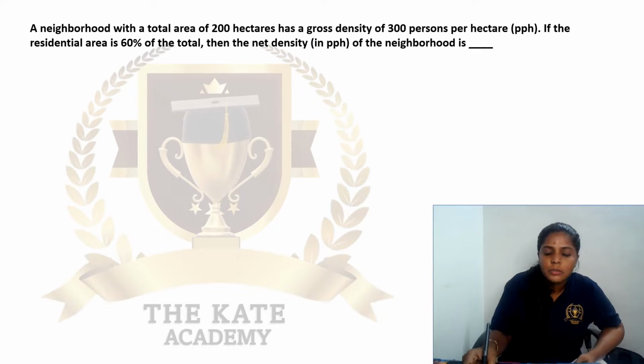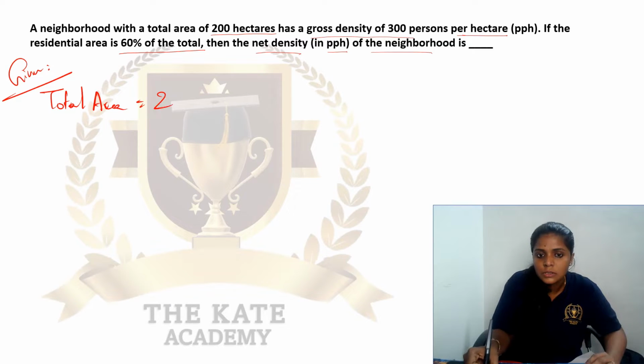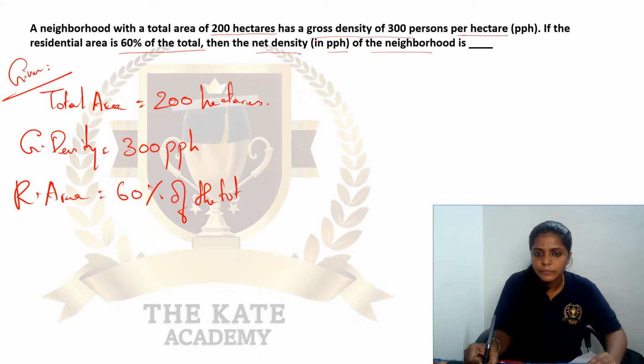So next question: a neighborhood with a total area of 200 hectares has a gross density of 300 persons per hectare. If the residential area is 60% of the total, then the net density in persons per hectare of the neighborhood is? So what have they given? The total area. Total area means gross area. Gross means total. Okay. Total area is 200 hectares. Gross density, 300 persons per hectare. Residential area is equal to 60% of the total. Therefore, they are asking the net density, in persons per hectare.